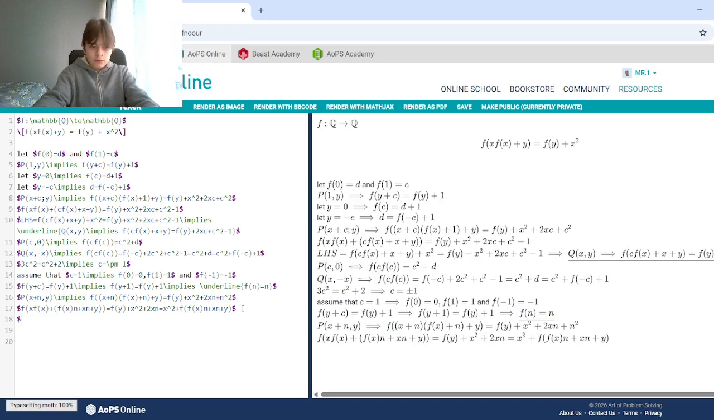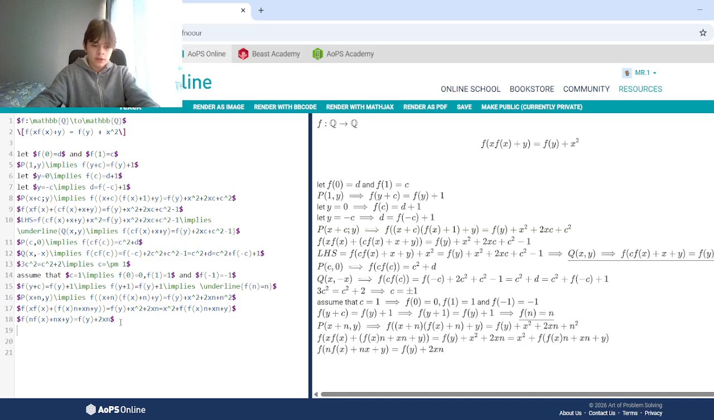And we have f(x) times n, so let's write n here: n f(x) plus nx plus y is equal to f(y) plus 2xn.